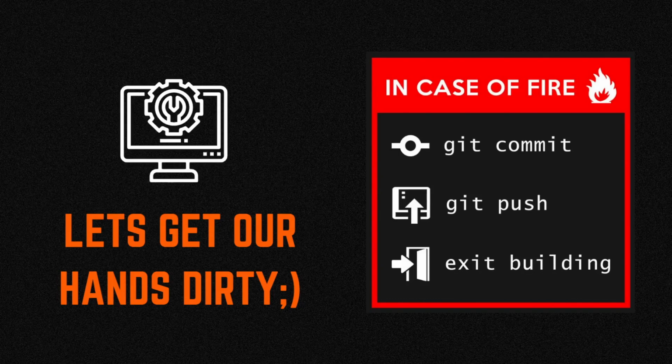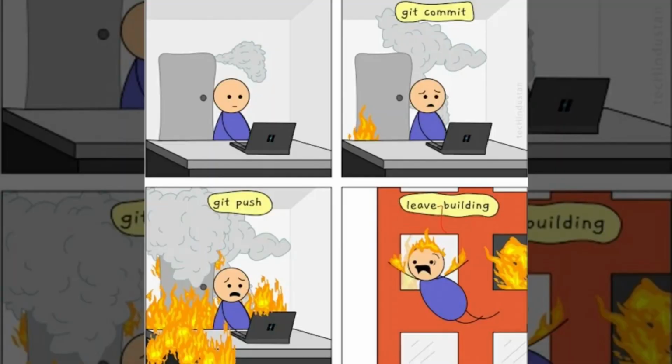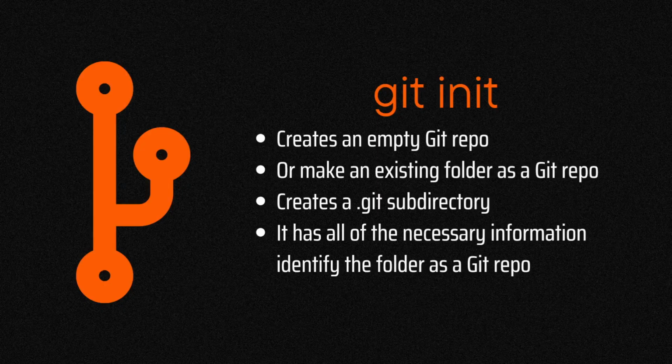So let's get our hands dirty, learn a little bit about some basic commands. So git commit, git push. So what is git commit and git push? Before we get to git commit and git push, first we need to learn how we start our actual Git repository. After installing Git, you have a set of commands, subcommands that you can use with Git. One of them being init. Git init creates an empty repo.